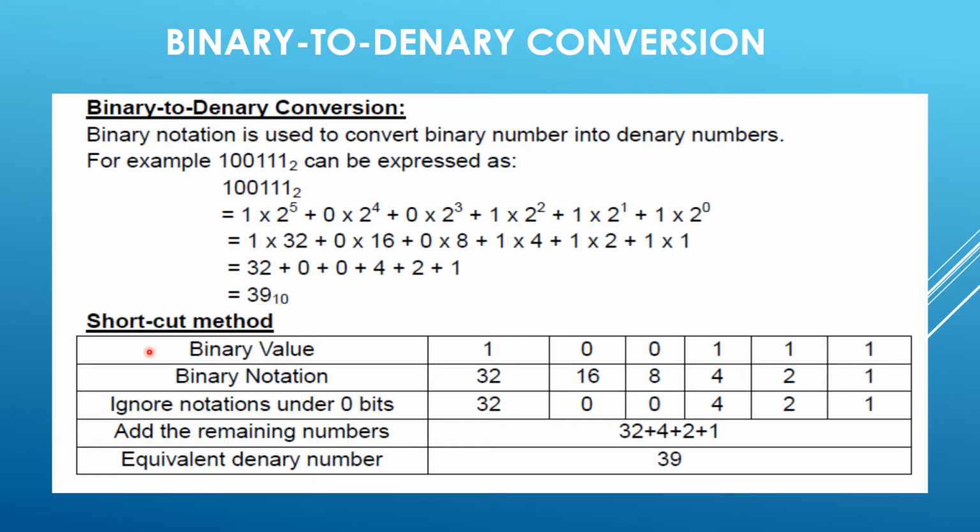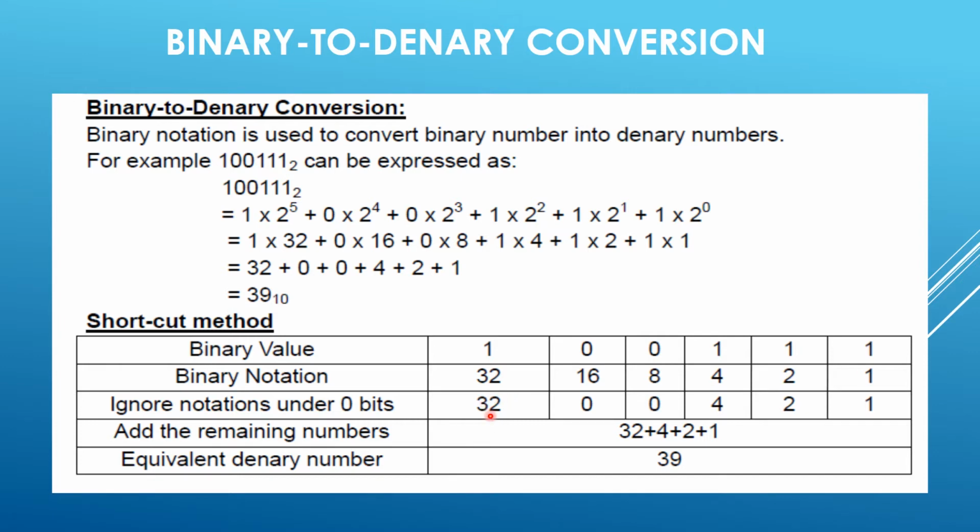On the contrary, we have another shortcut method. We will be writing the question as a binary value. We will put the binary notation, that is 1, 2, 4, 8, 16, 32. Then we will ignore the notation under the 0 bit because those are the off bits, and we will add the remaining numbers. So we will be adding the binary notations of the on bits.